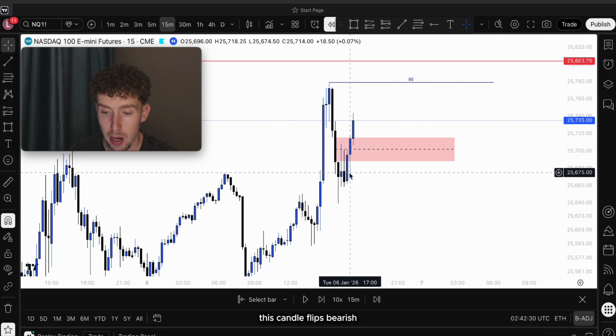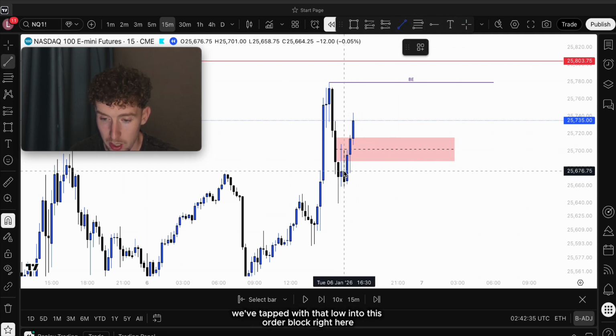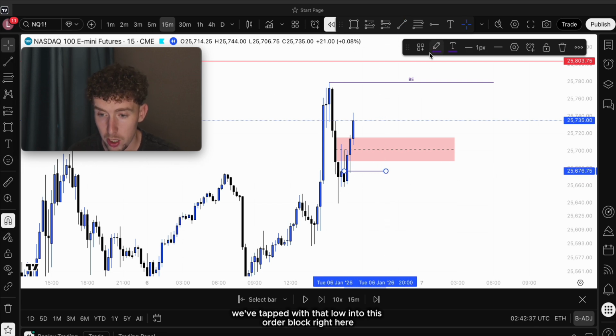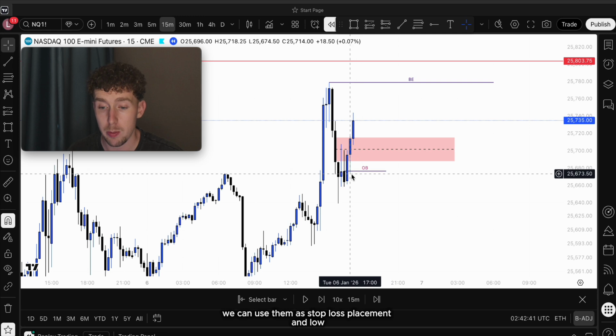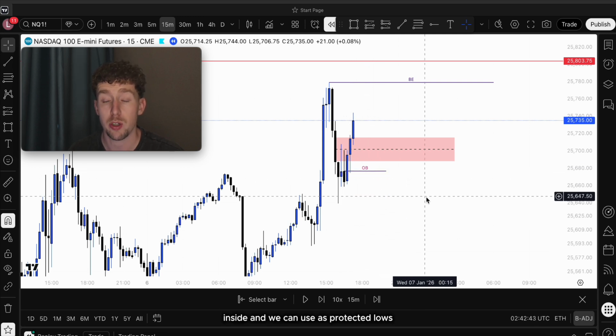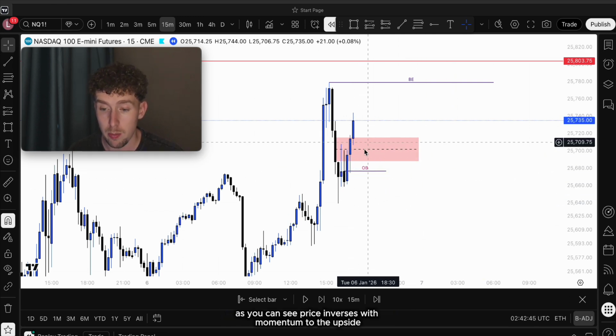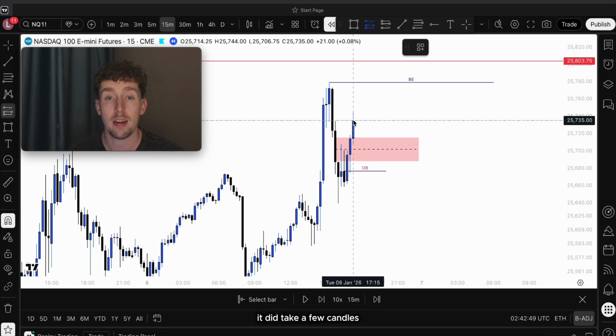This candle flips bearish, taps into this order block, as you can see. So we've tapped with that low into this order block right here. As we've talked about order blocks, we can use them as stop loss placement, and lows inside them we can use as protected lows. As you can see, price inverses with momentum to the upside. It did take a few candles, but because we hit 50% of range, we've tapped into a fair value gap, we've inversed to the upside, we've tapped in the order block.